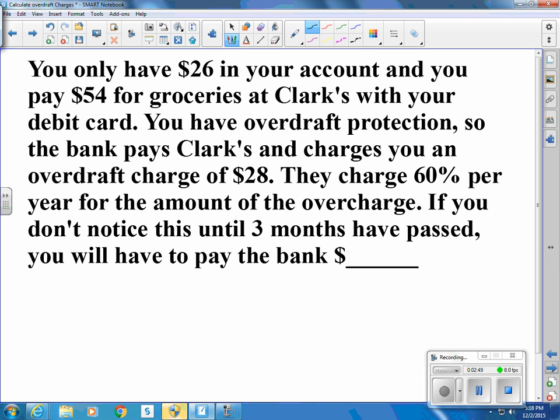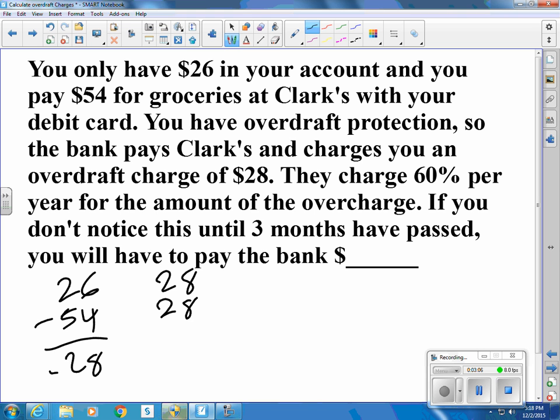Okay, so I only had $26 and I spent $54. I went over by $28. So I have to pay back the bank the $28. Plus they're going to charge me $28. So I have to pay them back $56.